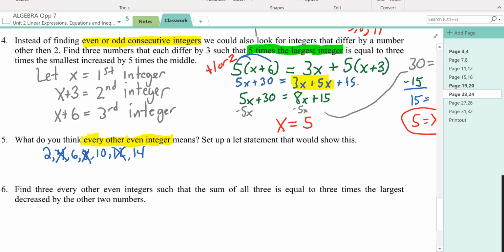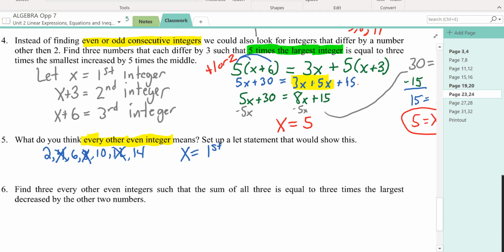Now, what it's asking you to do is set up a let statement that would show this. So this is kind of a strange number. It doesn't happen very often, but I think it'll help us in the long run. How do I get from 2 to 4? Plus 2. So x would be my first one.